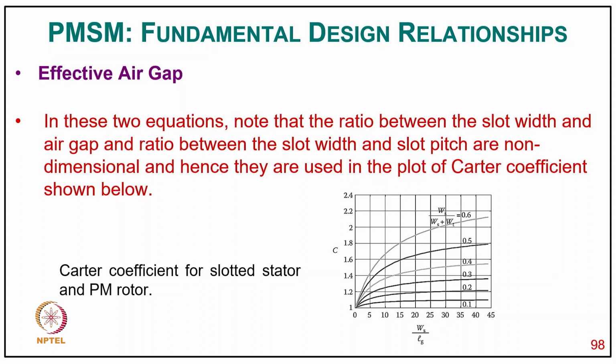You can see C is the Carter coefficient, which varies with the width of the slot divided by the length of the air gap for a slotted stator and PM rotor, and it typically varies over a wide range.